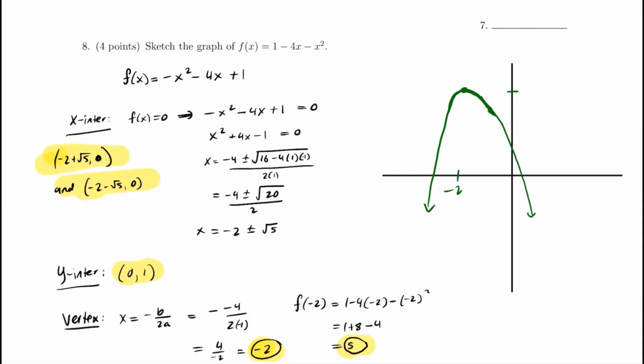So let's call this the graph we're looking at. So here's the vertex. This is -2, 5. Here's one of the x-intercepts. Here's the y-intercept. Here's another x-intercept. So that will be the sketch of this graph.